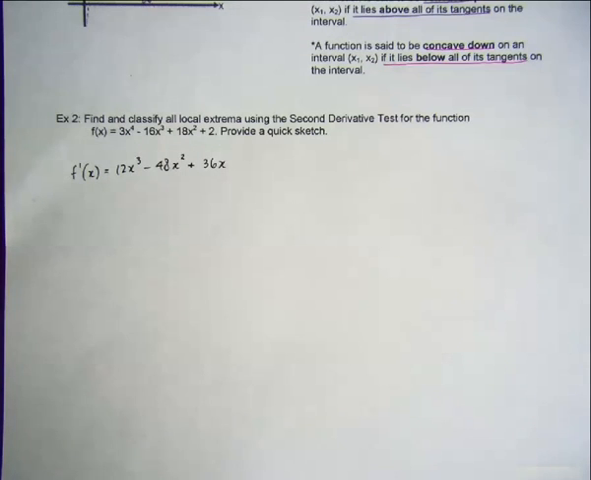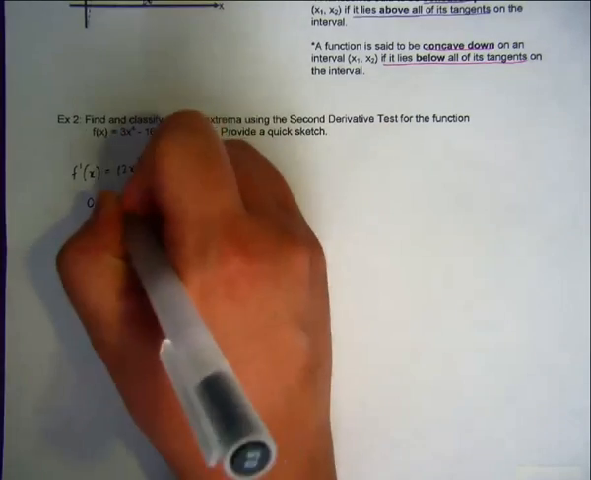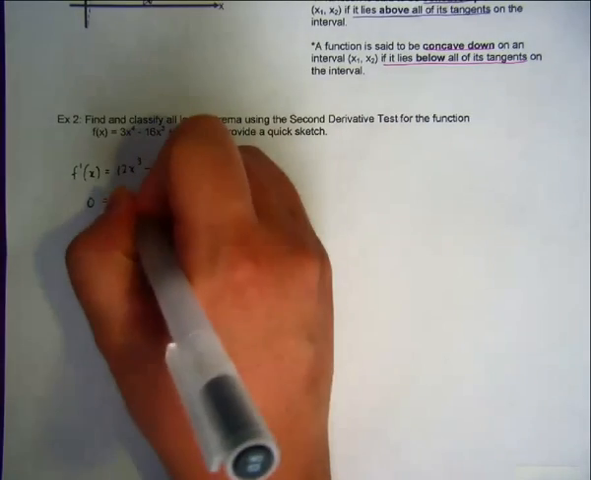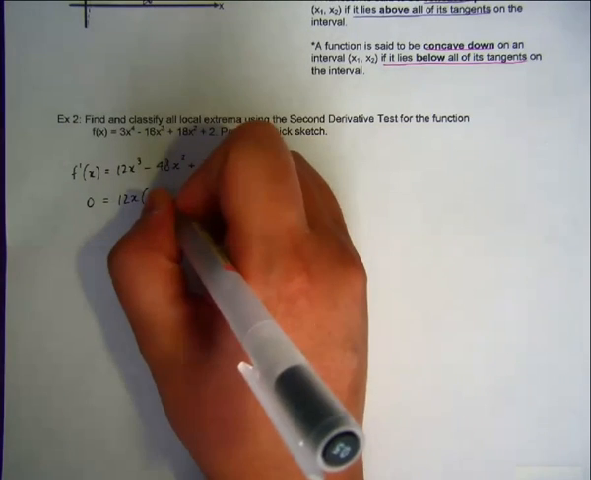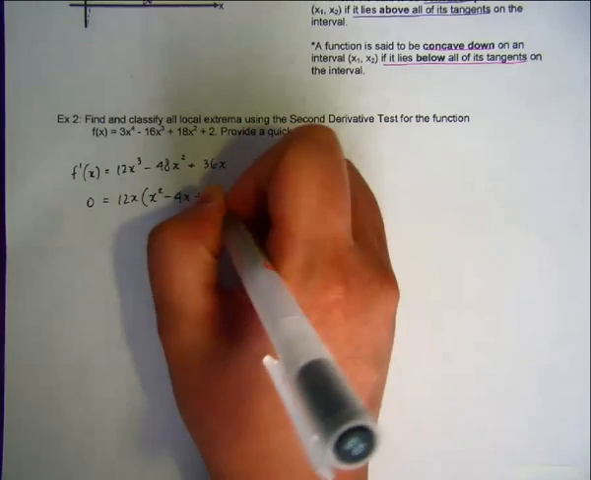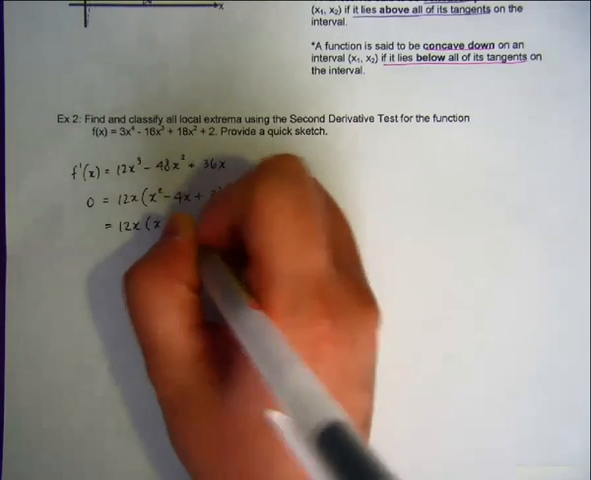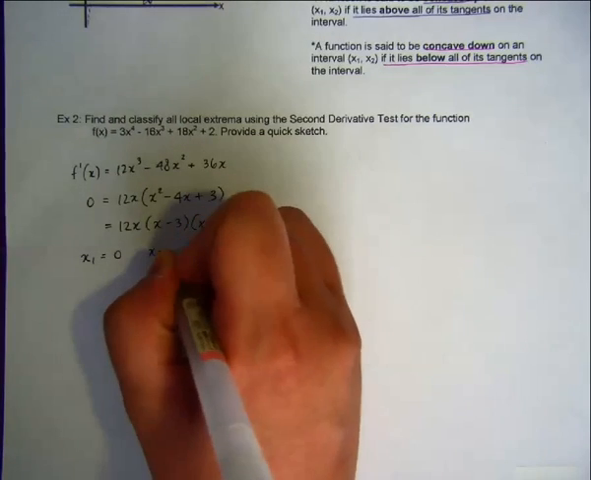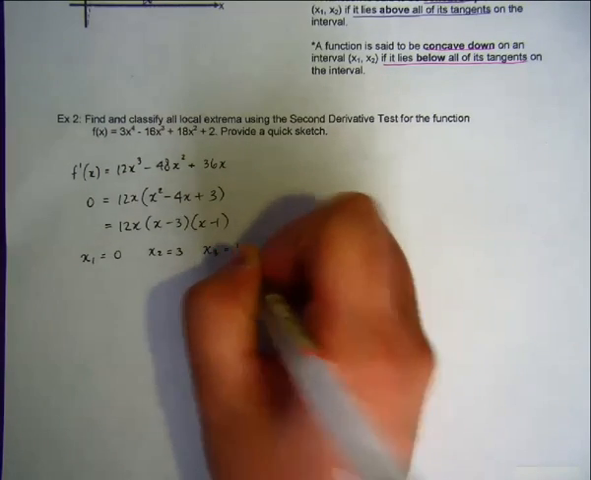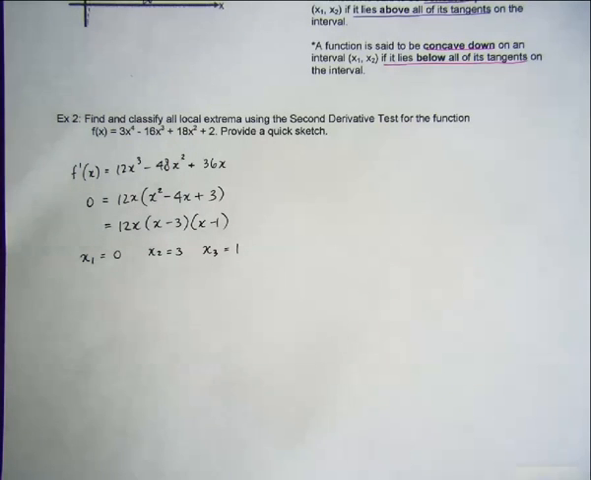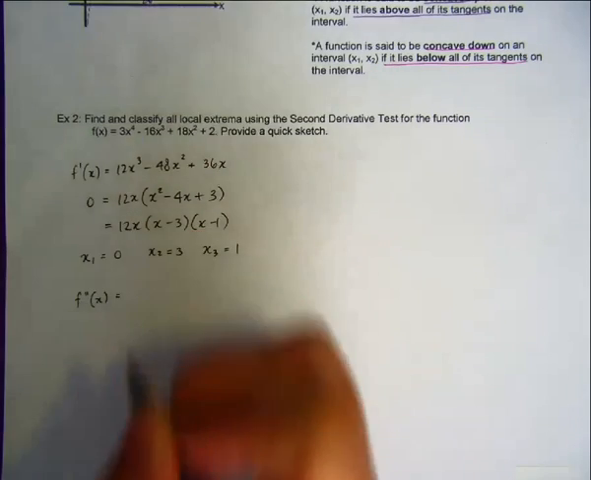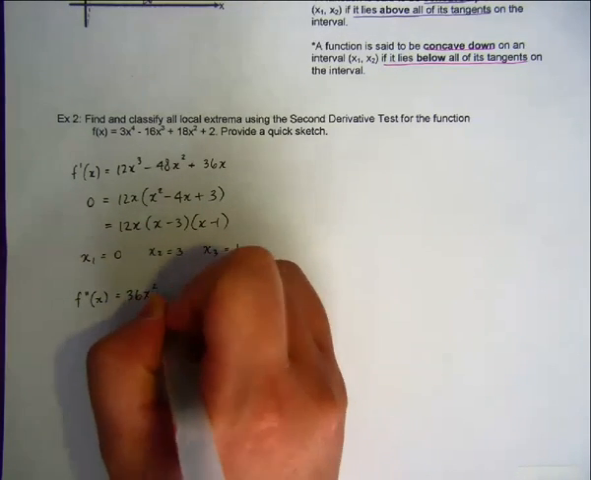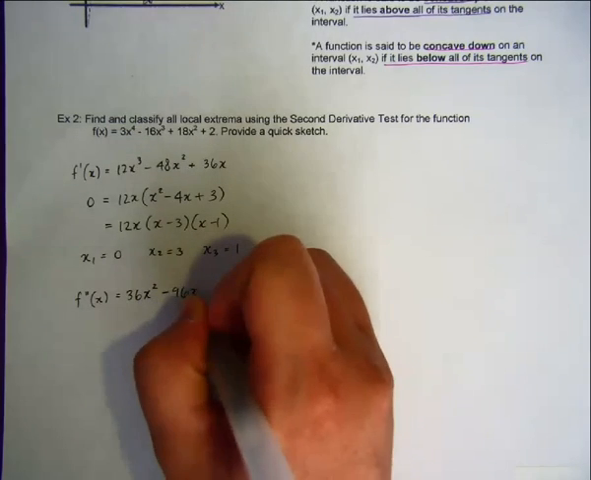And in order to use the second derivative test, we need to figure out where the critical points are. So let's set this equal to 0 so that we can solve for x. You can factor out 12x easily. So it'll be x squared minus 4x plus 3. And this is a factorable trinomial, x minus 3, x minus 1. So we know that there are 3 critical points, 0, 3, and 1. So now we need to figure out the second derivative. That's going to be 36x squared minus 96x plus 36.